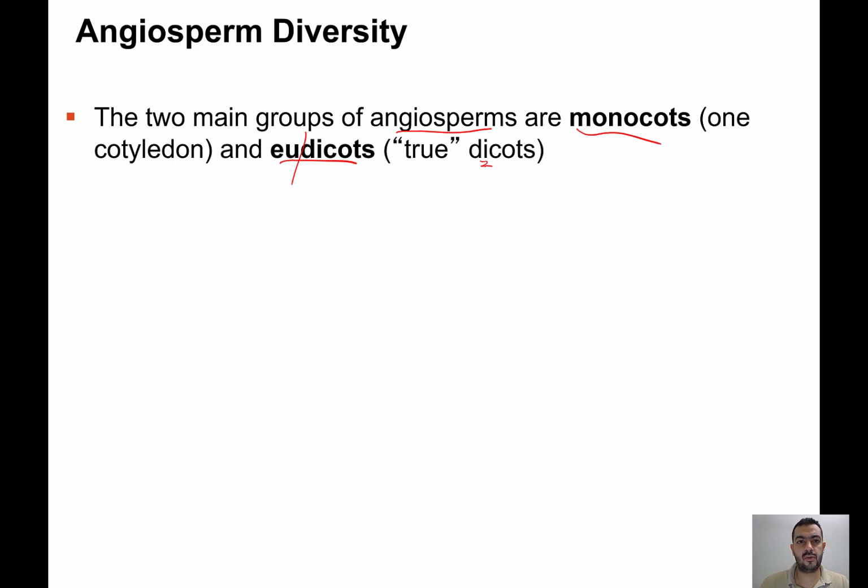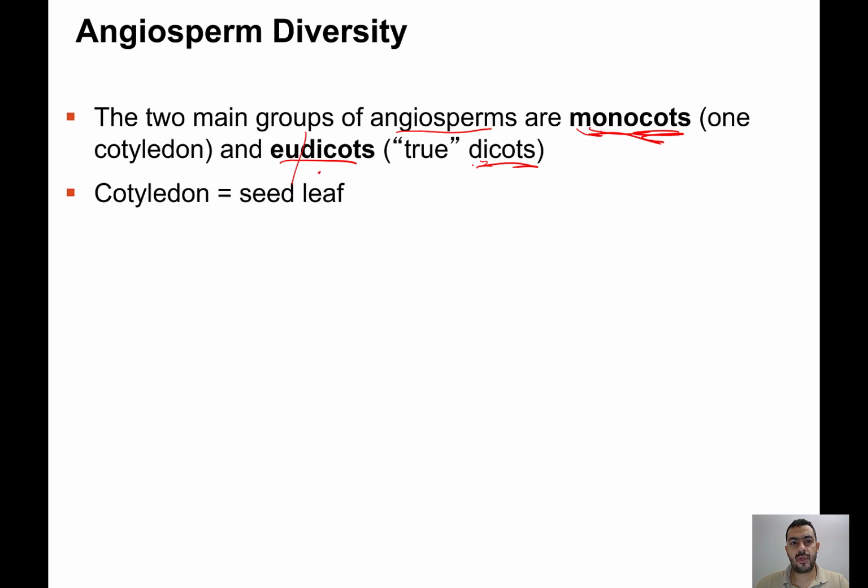So the words eudicots and dicots are sometimes used interchangeably, although there are some differences between the true dicots and the dicots. But within the scope of this course, we are going to use the two words with the same meaning. Okay, so as you can see, the main difference is related to the number of the cotyledons. If we have one cotyledon, we are dealing with monocots. If we have two cotyledons, we are dealing with dicots. So to remind you, cotyledons are the seed leaves.